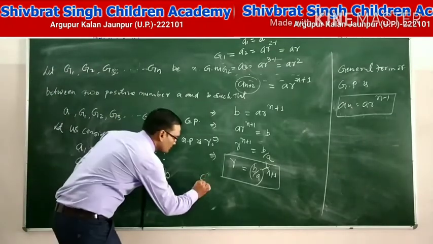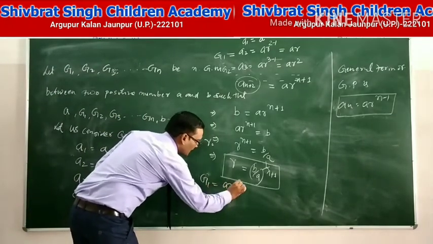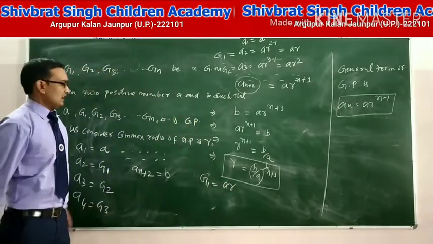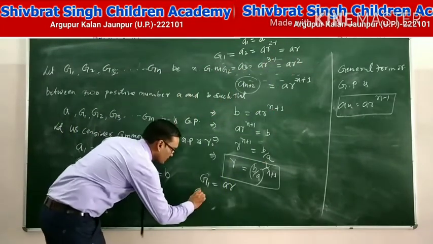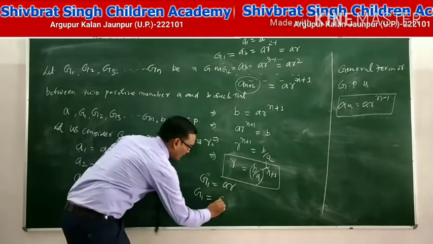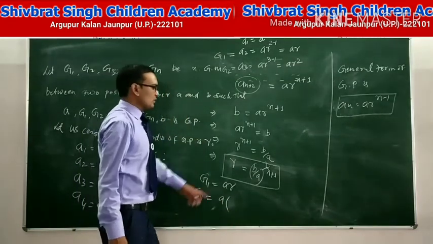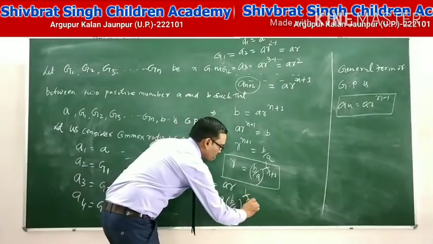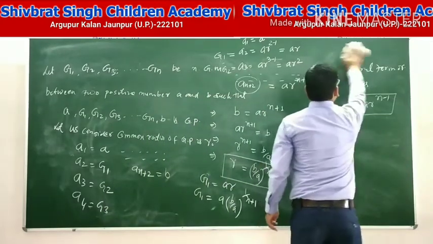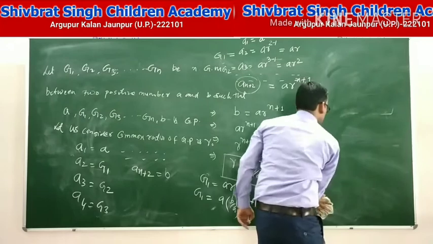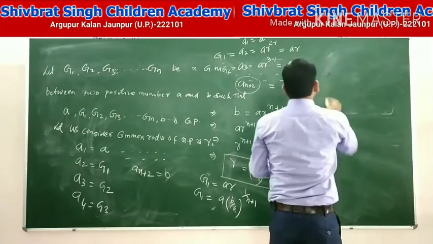Then we find the value of G1. G1 equal to AR. Here G1 equal to A, value of r equal to (b upon a) to the power 1 upon n plus 1. In this case, we find the value of G2.